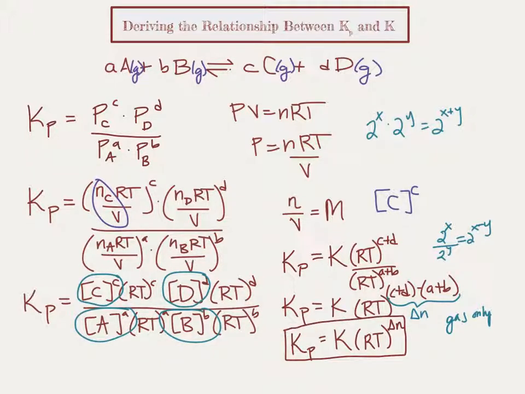Just take a short note to know that this R is always going to be the gas constant, 0.08206 atm times liters over mole Kelvin, and that this temperature is always going to be in Kelvin.